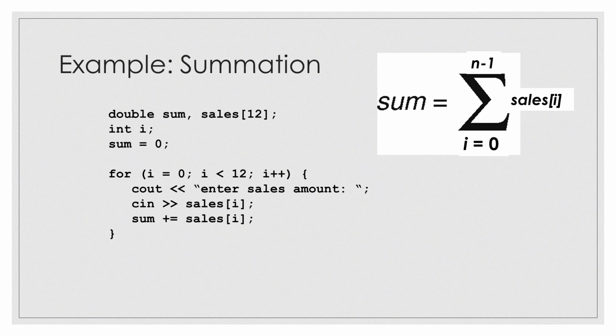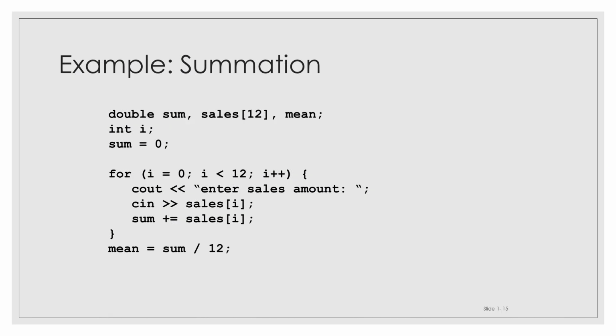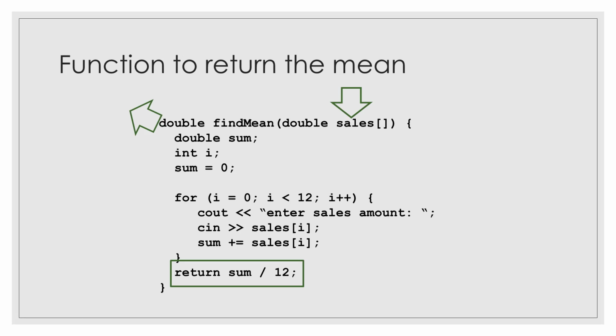Now in this example, we're adding up the sum of 12 sales amounts, one for each month. i goes from 0 to 11. There are 12 months. Each sales amount gets added to the sum. The sum is accumulated over the course of the loop. And then we could calculate the mean simply by dividing by 12. If we turn this into a function, the function is passed the array of sales, and after calculating the mean, returns it. Its return type, you will note, is a double.